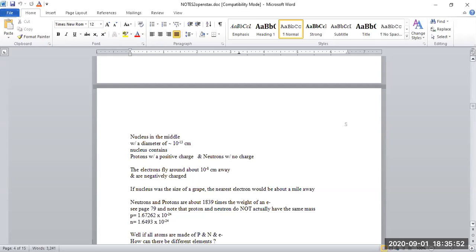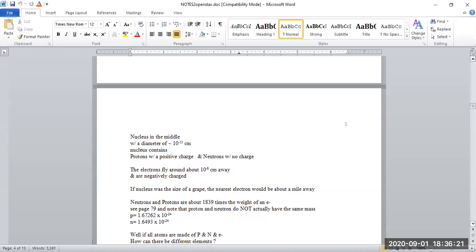So I gave you a little bit of a real world comparison here. If your nucleus was the size of a grape, the nearest electron would be about a mile away. I saw a magnificent bumper sticker a while back that the chemist in me appealed to. It says, be humble, 80% of you is water, and the rest is empty space between electrons. And I thought that was really hysterically true.